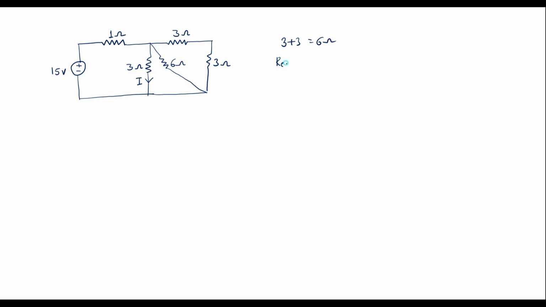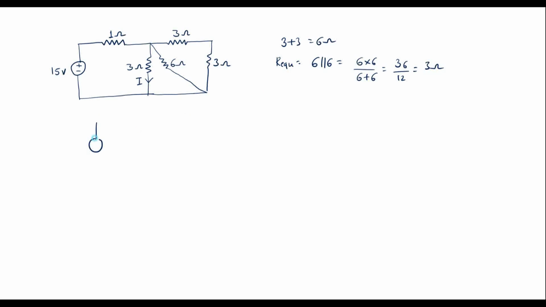So let me replace that with the equivalent value, that is 6 in parallel with 6, that is 6 into 6 divided by 6 plus 6, we have 36 by 12 is equal to 3 ohm. Now let me redraw the circuit. I will replace 6 ohm, 3 ohm and 3 ohm by a single resistor, that is 3 ohm.